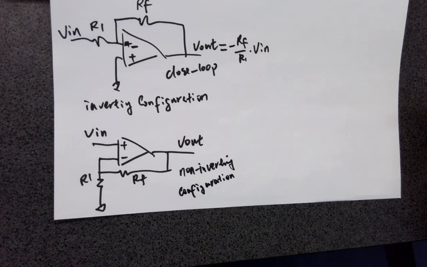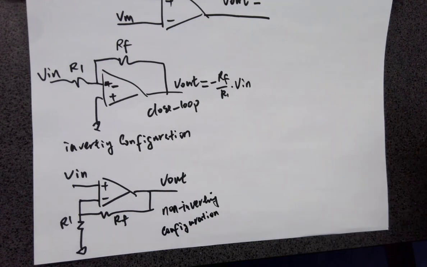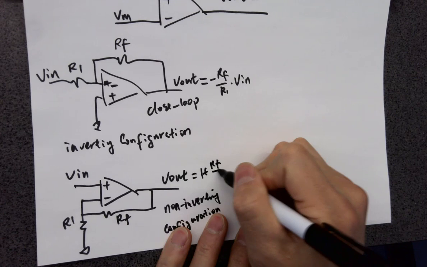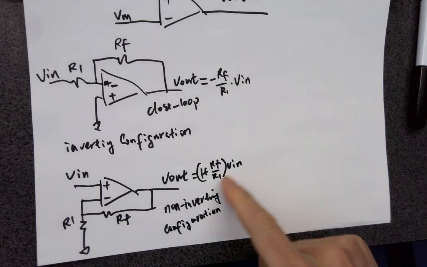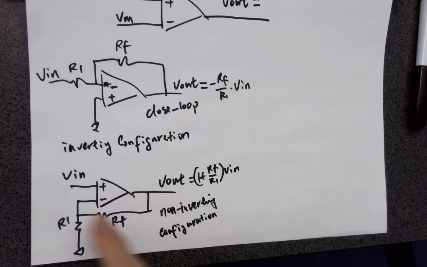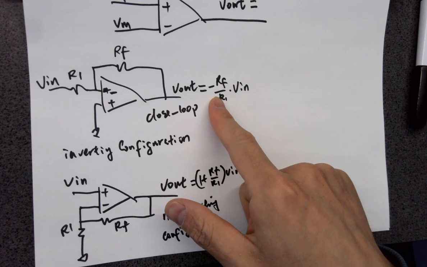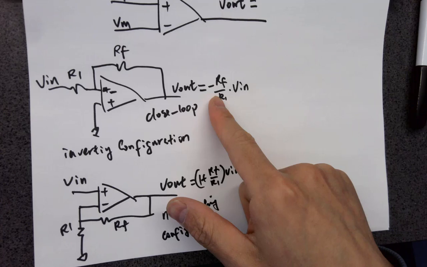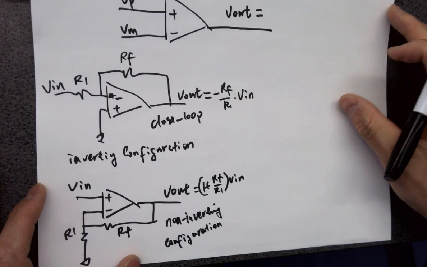So you can tell the gain for this one is VL equals 1 plus RF over R1 times V in. So it's not getting inverted, so the input and output are in phase, right? But this one's getting inverted, so the input and output are 180 degrees shifted. Okay? Some fundamentals of the closed loop op-amps.